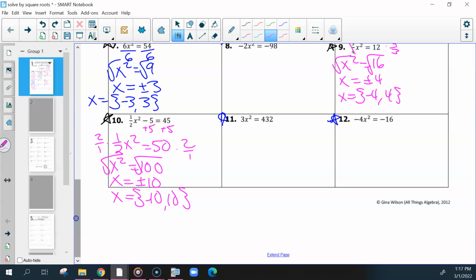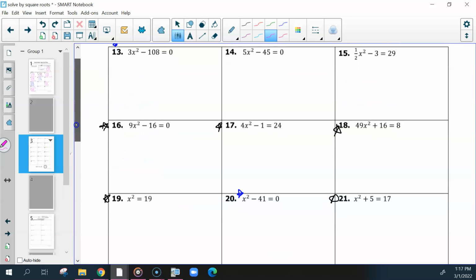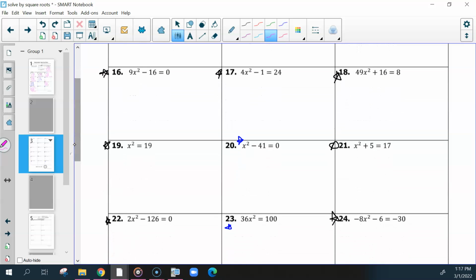Before we do some problems on the back, how do we feel about this so far? Thumbs up for good, sideways for okay, down for not good. We're going to try some on the back. Anyone still need this one? We're going to start with number 16.